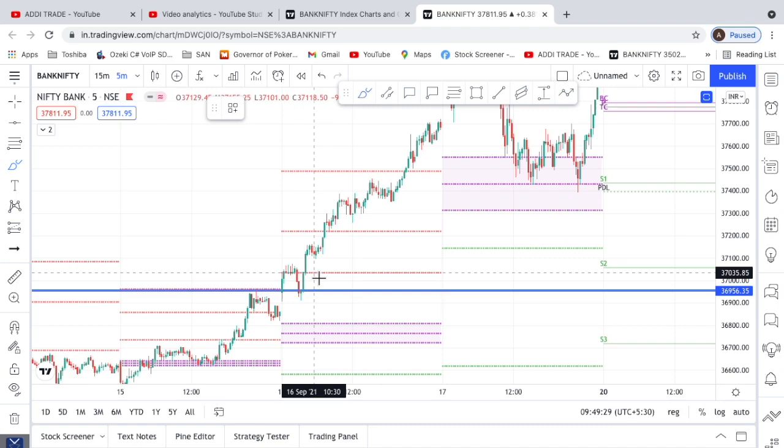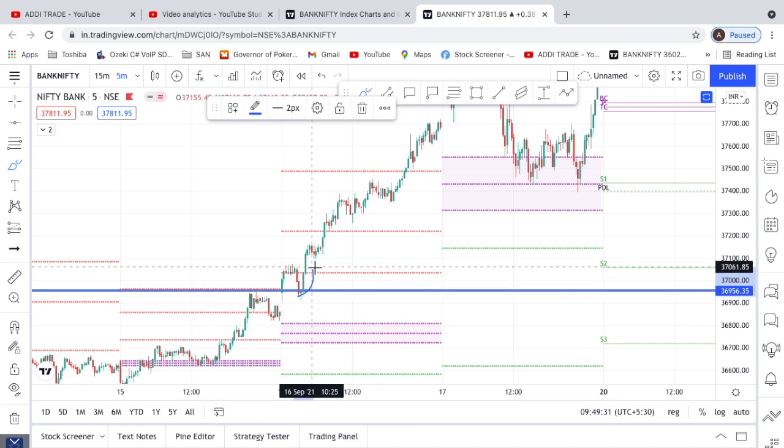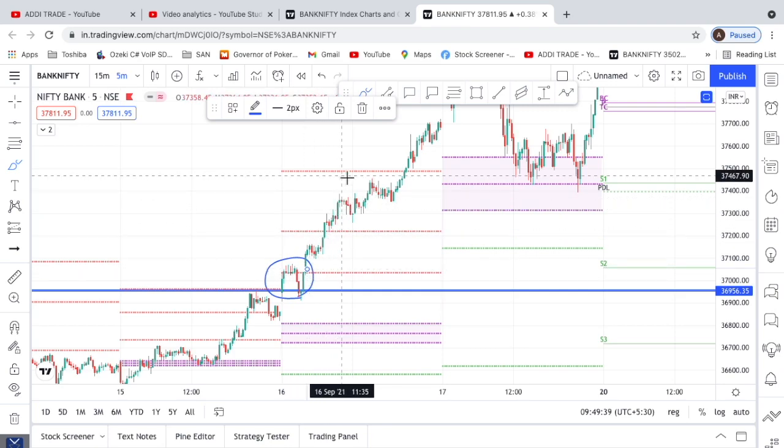When this was taken out in this candle, we could have entered long with targets of S2 and 50% of S2 and S3, and even S3 hit on this day. See, based on just the CPR logic, if we had entered, we would have got a good trade. Even if for some reason we had exited at 50%, we would have made money.